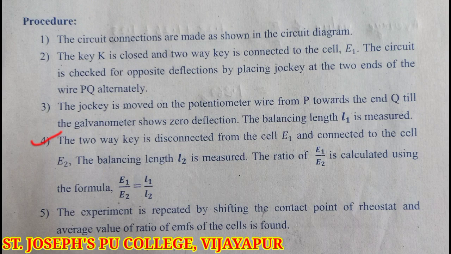The two-way key is disconnected from the cell E1 and connected to the cell E2. The balancing length L2 is measured. The ratio of E1 by E2 is calculated using the formula E1 by E2 is equal to L1 by L2. Next, the experiment is repeated by shifting the contact point of the rheostat, and the average value of the ratio of EMFs of the cells is found.